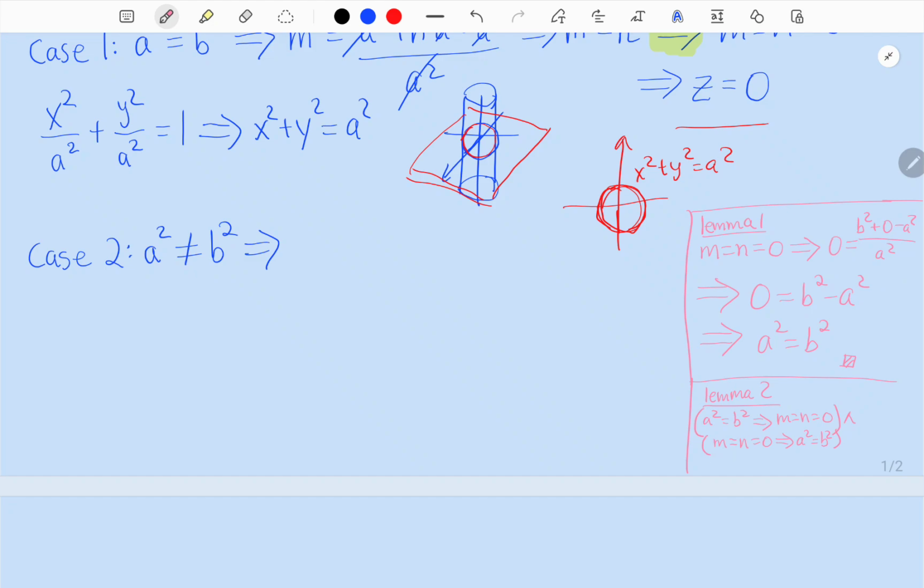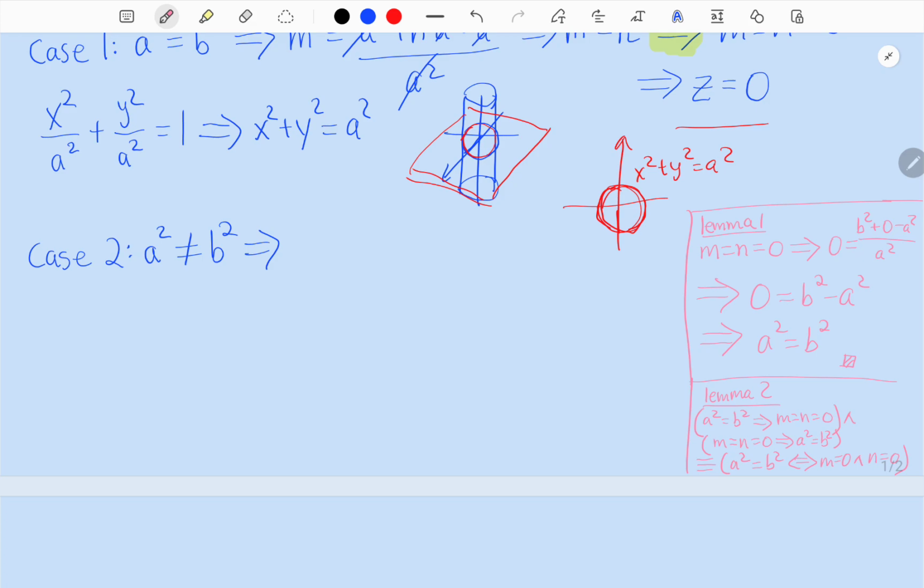This is logically equivalent, another way to say that a squared is equal to b squared if and only if m and n are both equal to 0. So I'll write that down. m is equal to 0, and n is equal to 0.